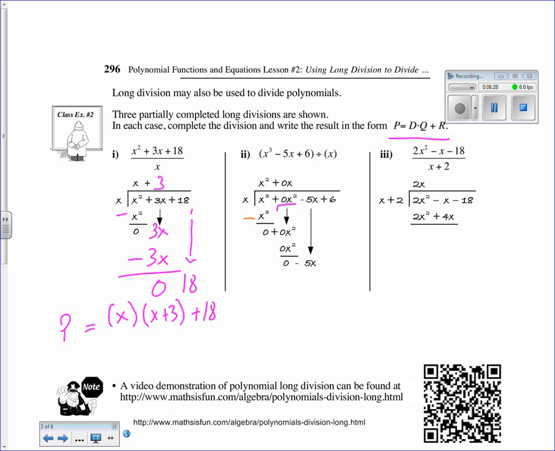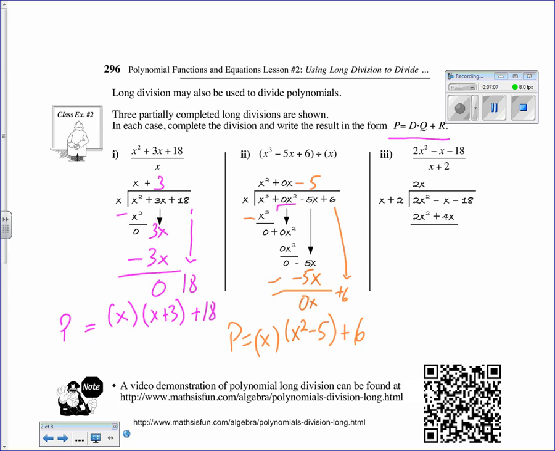I have to focus on my 5. Something up here, negative 5. Negative 5 times x is minus 5x. I have to subtract that. Negative 5 minus minus 5 is 0x. And then bring down the 6 from all the way up there. 6 doesn't go into x. So this polynomial can be written as x times x squared minus 5, and to that I still have to add 6. The next one gets a little more interesting, an actual trinomial, 3 terms with all the exponents present.